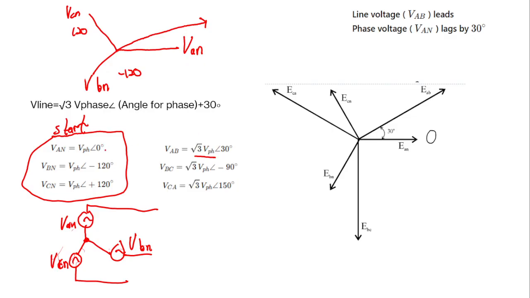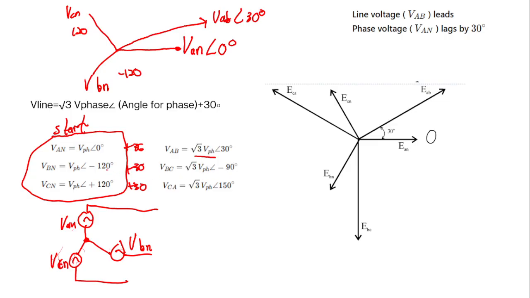Makes sense. Remember you have to do the magnitude part and the phase part, because you need to do both. Now for the phases, because I know the line leads the phase for the star, I need to add 30 degrees to each of your phase angles to get the line angle, right? So VAN is at 0 degrees, so it'll be plus 30 here, plus 30 here, and plus 30 here. So 0 plus 30 is 30. This VAB will be at an angle of 30 degrees.